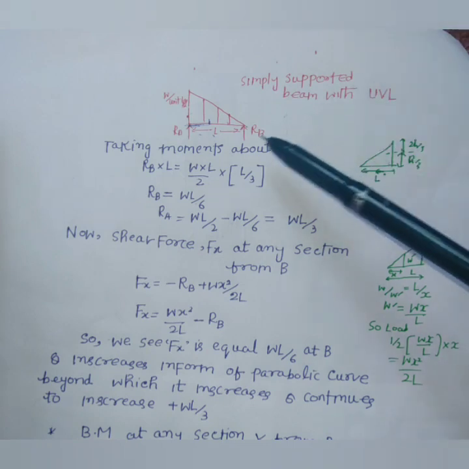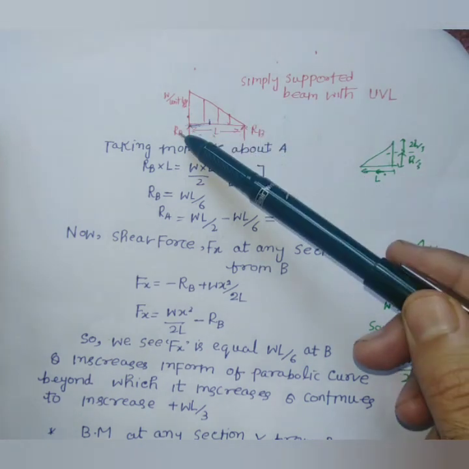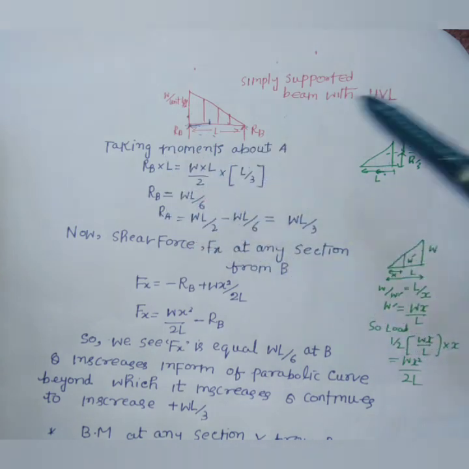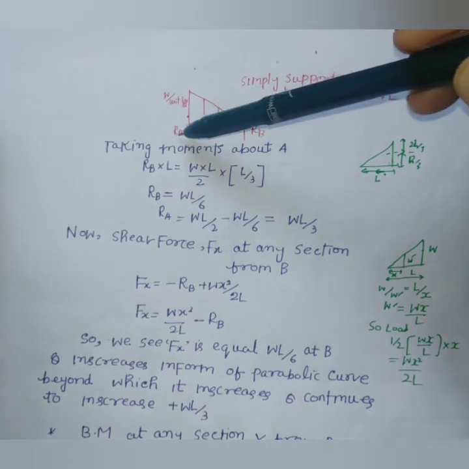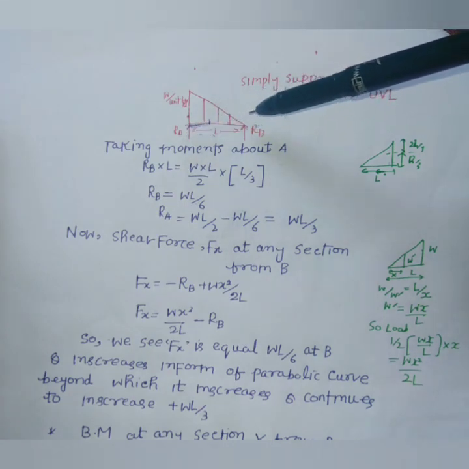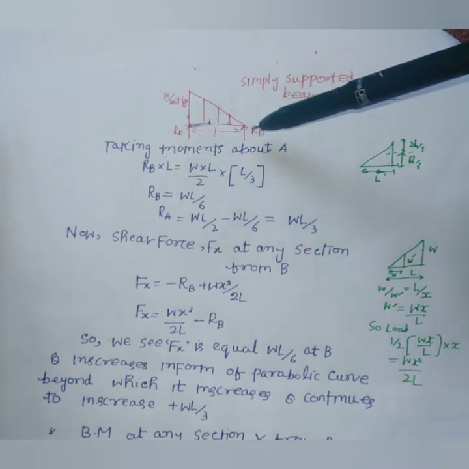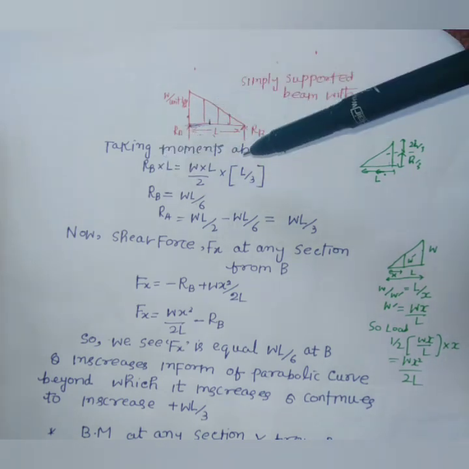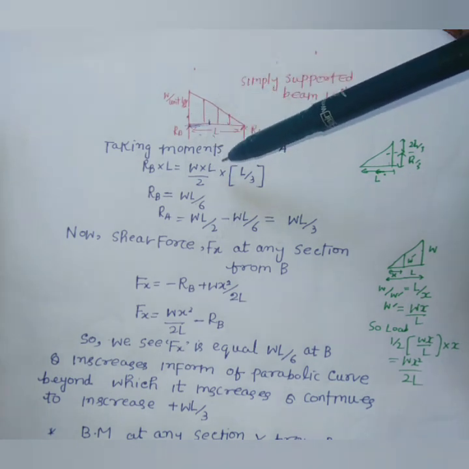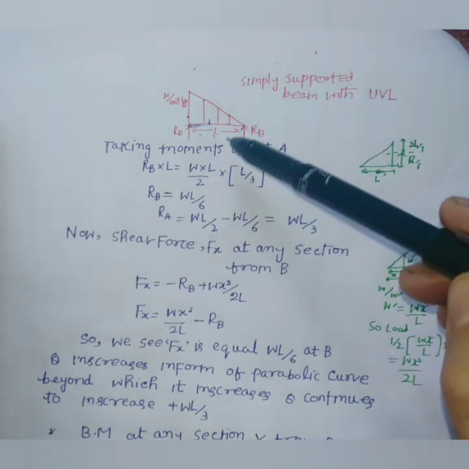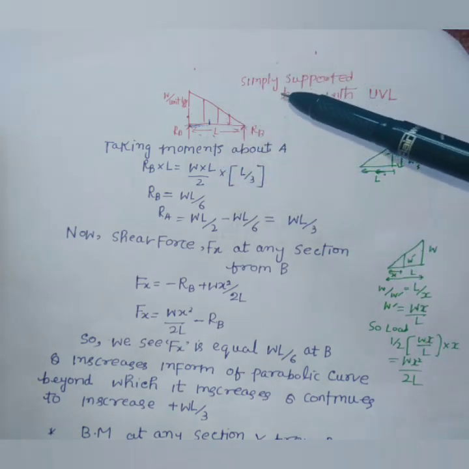Now you can see this is the end A, this is the end B. Here I have taken RB into L, a moment about support A, RB into L. This is the anticlockwise moment, and clockwise moment will be the moment due to this load. Now what will be the load due to this triangular portion?